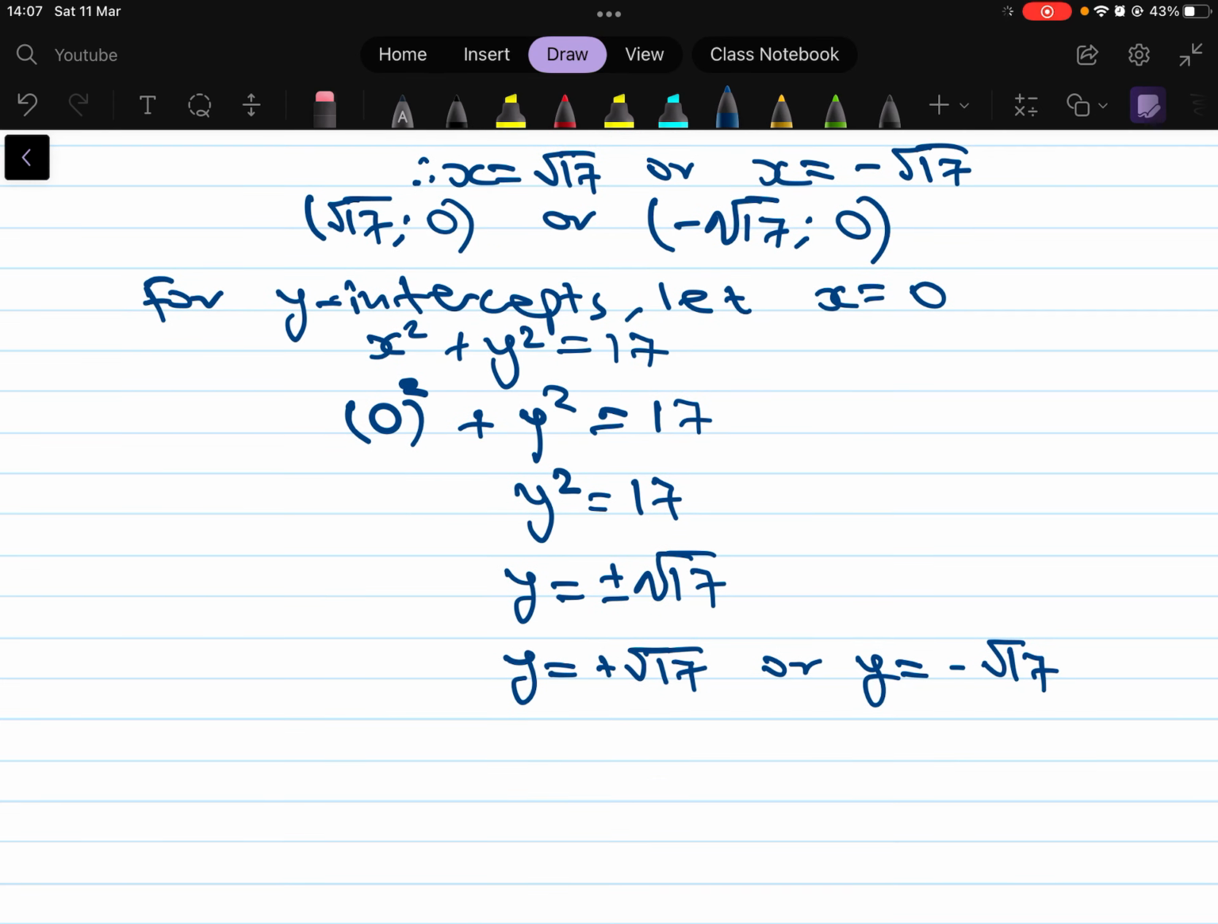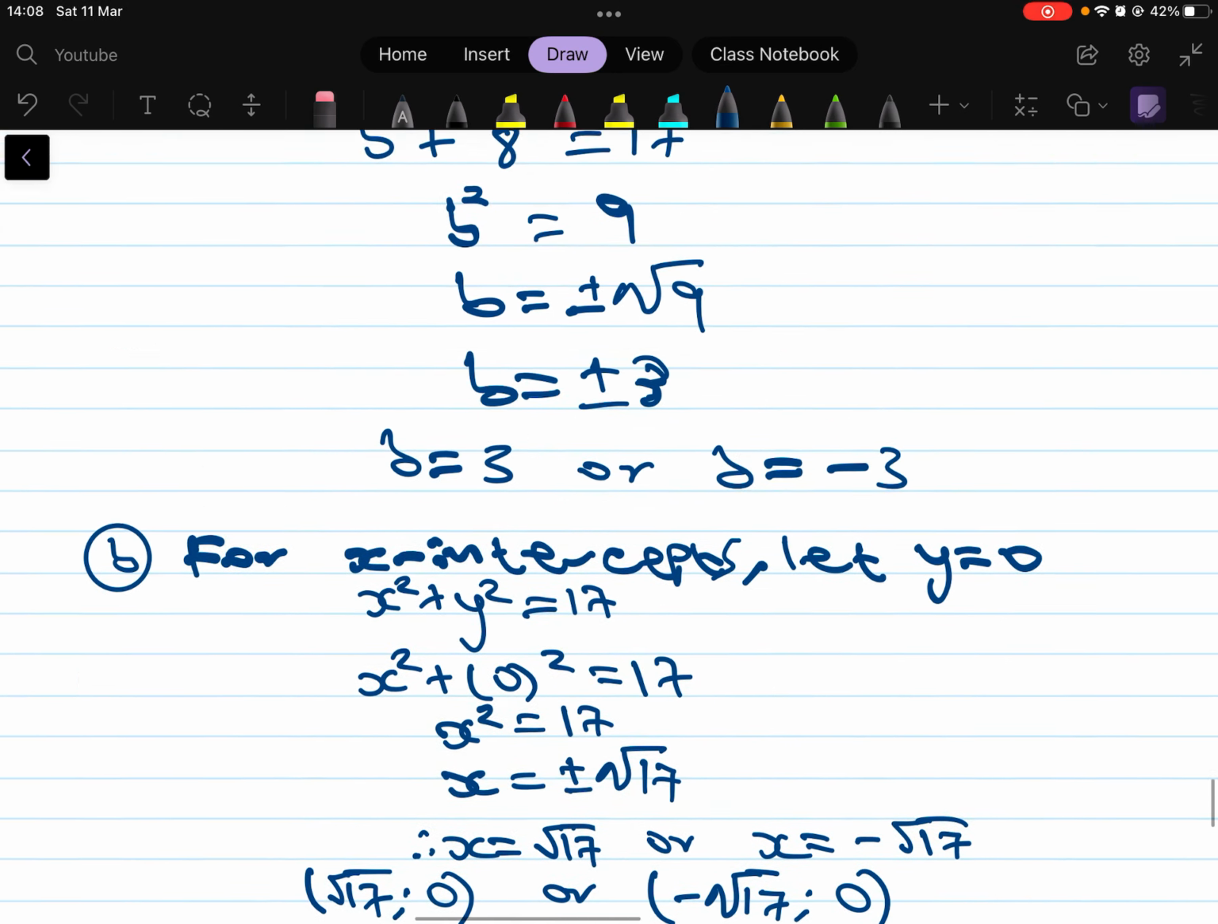As a result, we have the coordinates of our intercepts, 0 and root of 17, or negative root of 17 and 0. Wait a moment, this is not how it's supposed to be. The x is the one which is 0. Okay, sorry for that, 0 and negative square root of 17. Okay, those are your intercepts, the x and the y intercepts.